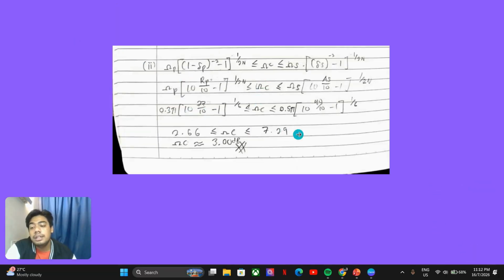Next, we calculate the allowable range for our 3 dB cutoff frequency, omega c. By using this formula, we just substitute in, changing the 10 RP over 10 and AS over 10 into the equation, and the final answer is 2.66 less than omega c less than 7.29. To ensure a balanced and stable design, we select a clean mid-range value of omega c, which is 3 dB.